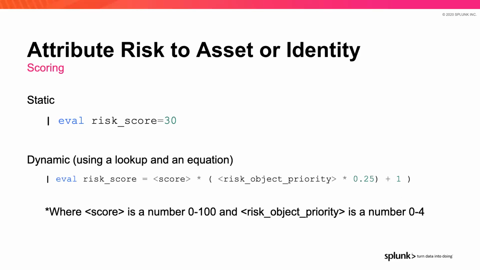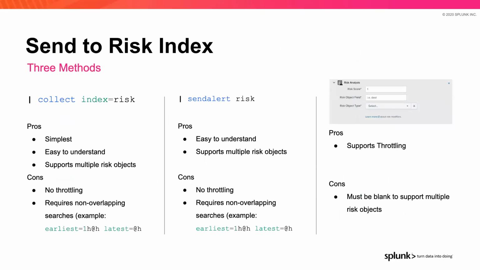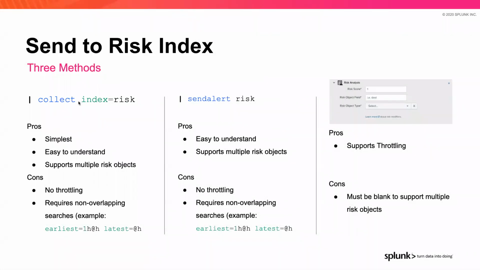So we've got our correlation search mapped to MITRE. We've attributed the risk. The next thing we want to do is collect it. So for each of our correlation searches, I've given 3 options. They each have their pros and cons. The first method being the collect statement. That's the simplest and easy to understand method. That's personally the one I would use.